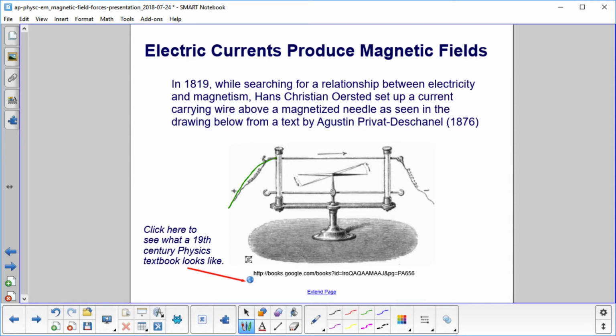So here's our wire up here, carrying current. And here's the needle right here, a compass needle. This is a drawing from a text by Augustin Privat de Chanel from 1876. I always like to show some historical things. And if you want to clip down at the bottom, you can see what a 19th century physics textbook looks like.